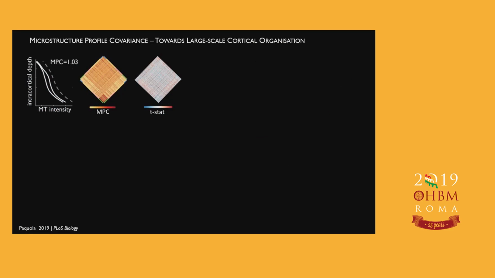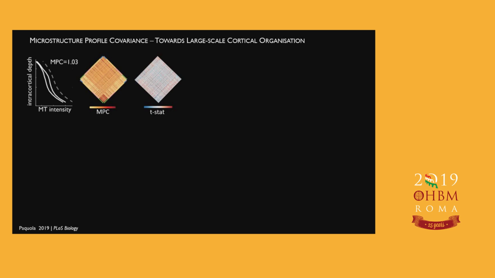We also decided to look at a more large-scale reorganization of microstructural similarity during this age range. And we turned to using the microstructure profile covariance, which is a technique we recently validated in histological and in vivo work. And this simply takes those MT profiles I showed before, and we perform a partial correlation between these to capture the microstructural similarity between two areas. And then at an edgewise level, we measured age-related changes in microstructural similarity.